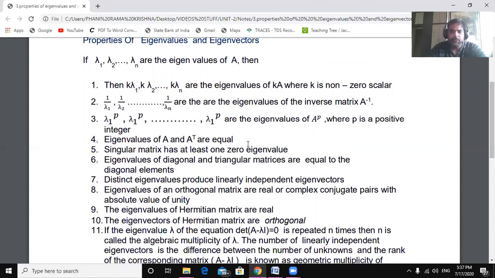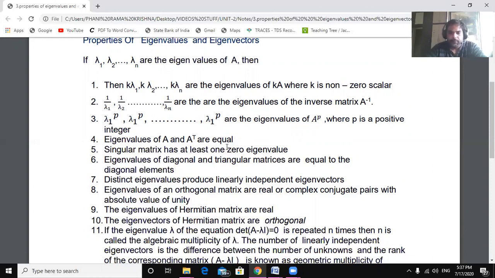That means at least one of the corresponding eigenvalues is 0. Likewise, the sum of the eigenvalues is equal to the trace of A. The trace of A means the sum of the diagonal elements. So trace of A is equal to the sum of the eigenvalues lambda 1 plus lambda 2 plus and so on up to lambda n.